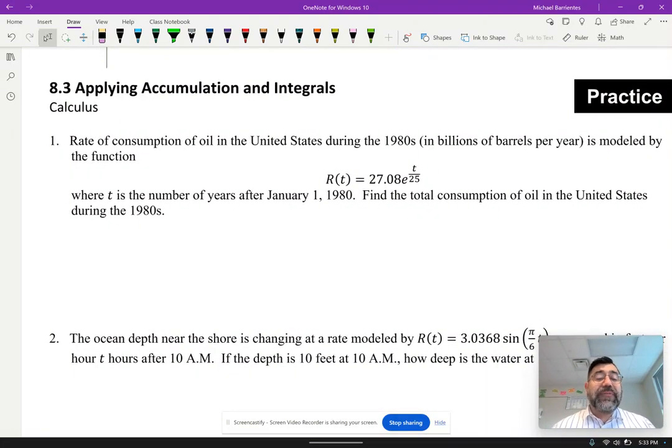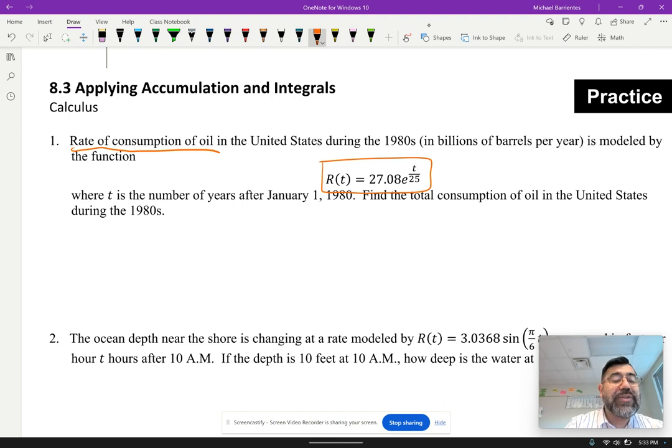The rate of consumption of oil in the U.S. during the 1980s, measured in billions of barrels per year, is modeled by this function. So this is the rate. This is a rate of consumption of oil. This is what we're looking at, where t is the number of years since January 1st, 1980. Find the total consumption of oil in the U.S. during the 1980s. Ooh. All right, well, let's see.